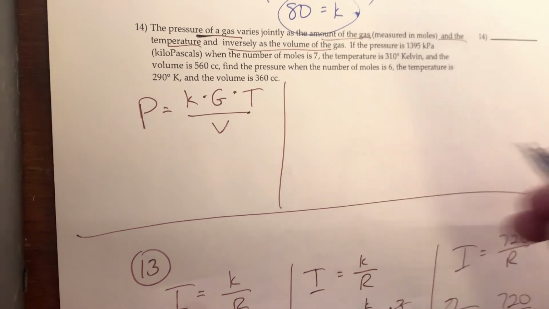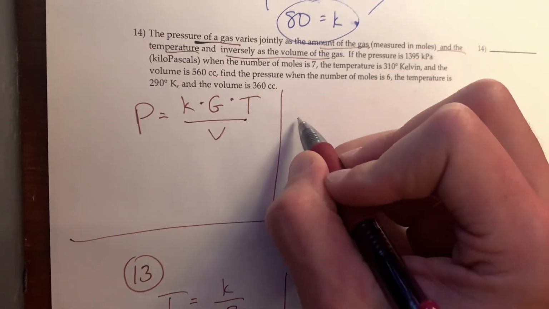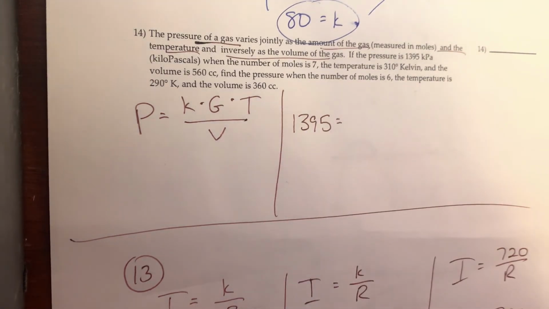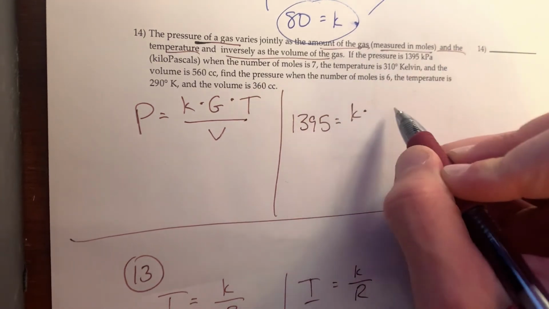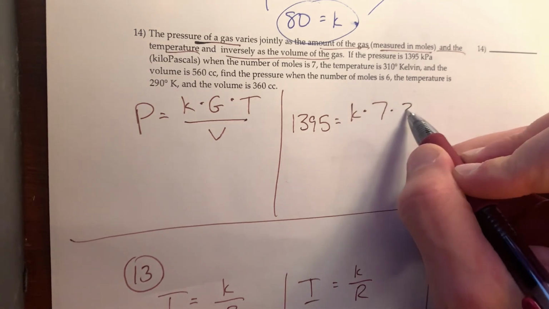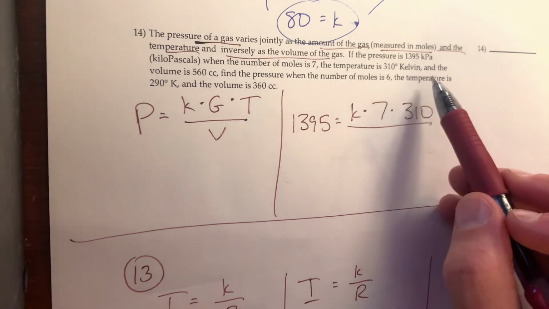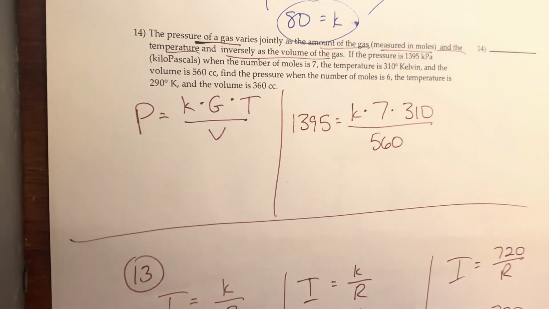Okay. So I'm definitely going to need a calculator for these values, but don't worry. The pressure is 1395 when the number of moles is 7. So moles, again, tie it back. Gas is measured in moles, so we don't know K. Moles is 7. Temperature is 310 Kelvin. Very, very hot. So 310 Kelvin, and the volume is 560. Okay, so the volume is 560.